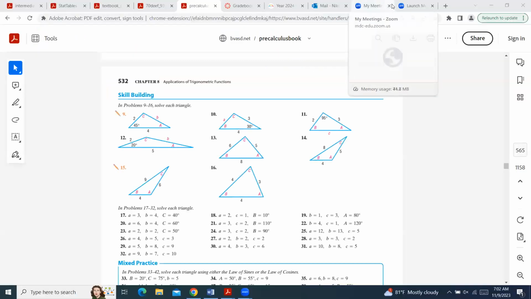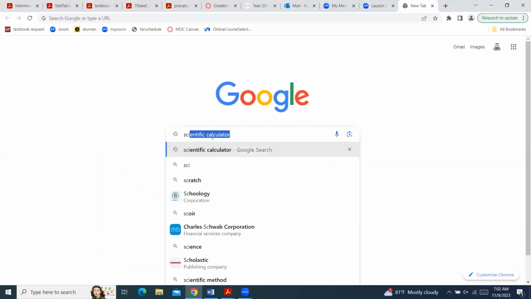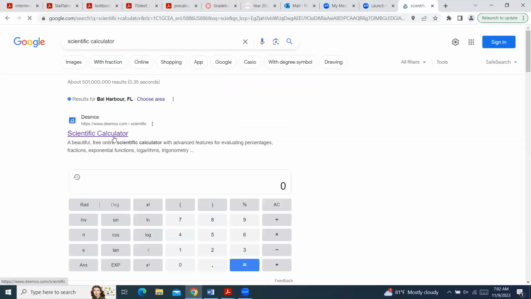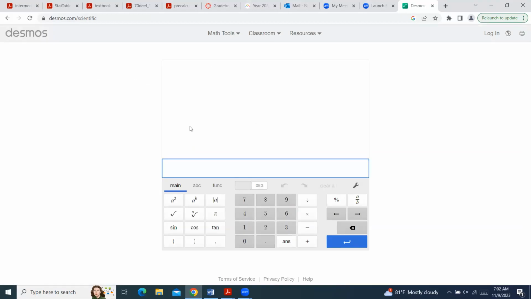So I'm going to go for the scientific calculator as usual, right? Scientific calculator. And choose first choice, Desmos. So we're going to be utilizing this calculator for extracting the square root. So put the square root here.